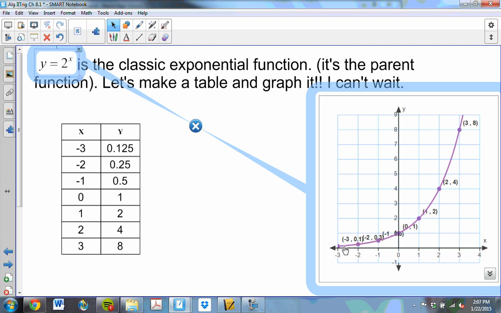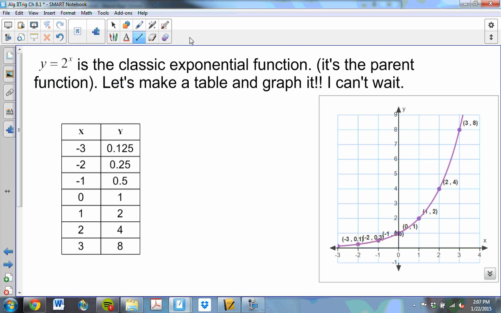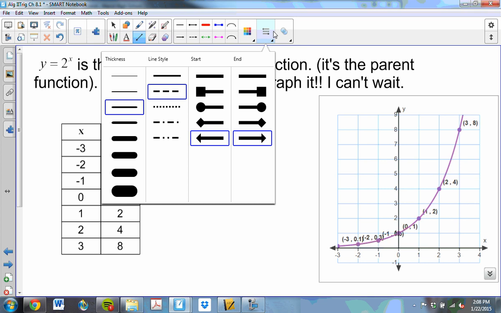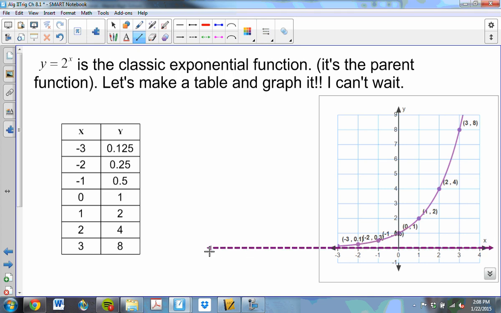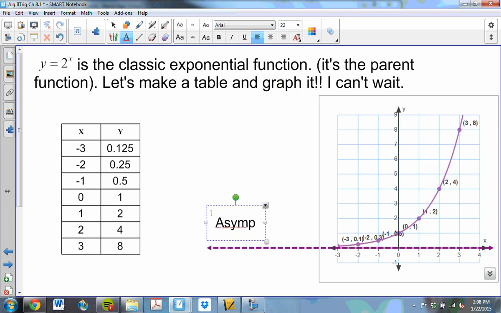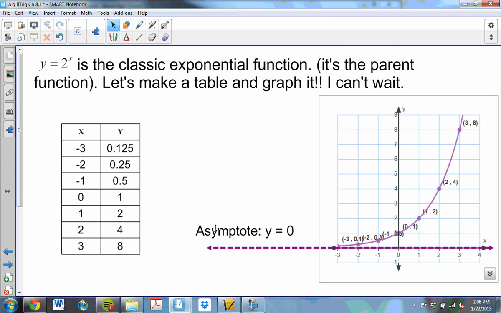And as you go further and further to the left, these values here get closer and closer to 0, but they never actually touch 0. In fact, there's a line that every exponential graph has that we call an asymptote, which is a line that the graph gets closer and closer to but never actually touches. In this case, the asymptote is the line y equals 0. The y value will keep getting closer and closer to 0 as this number gets more and more negative, but never actually touches 0, and that's called an asymptote, which is spelled like that and is a funny sounding word.